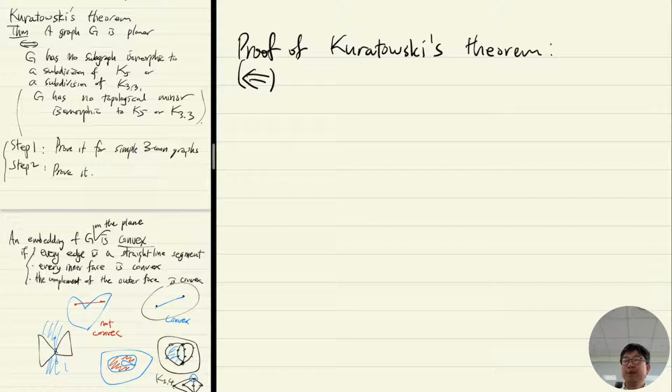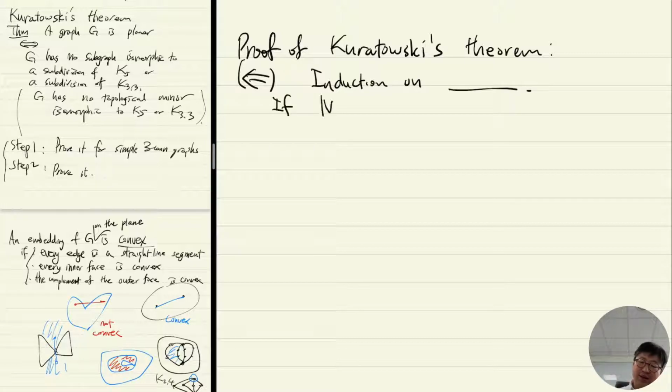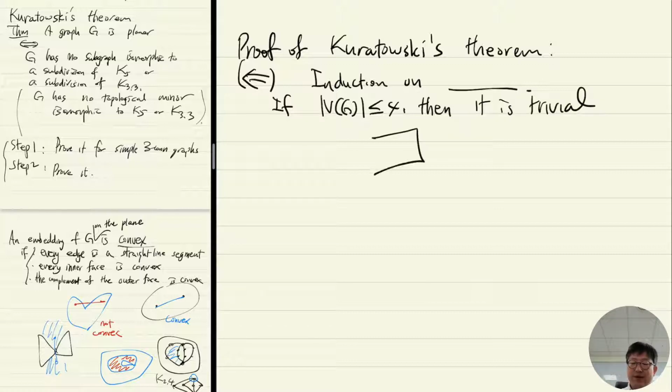Right. So let's use induction on something. Induction on, let's leave it as a blank. If the number of vertices is small, let's say at most 4, then we know everything is planar, just by drawing them on the plane, we can check easily that everything is planar. So I can assume that I have at least 5 vertices.